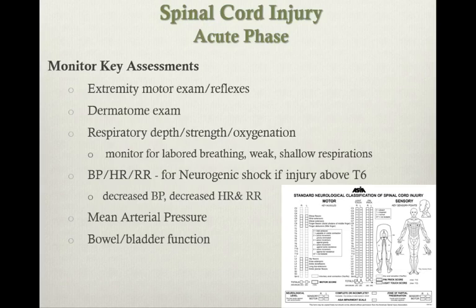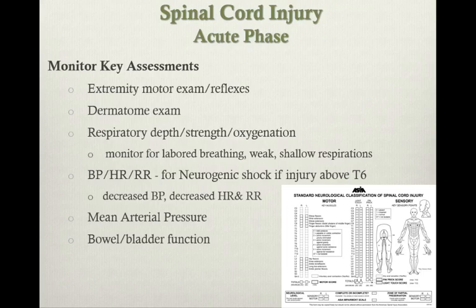In the spinal cord injury acute phase, the key assessments we're doing are the motor exam, the reflexes, and the dermatome exam. Again, our exam is important to know whether spinal shock is happening, and whether our injury is extending. You're in charge of keeping an eye on the level of injury. We're going to keep an eye on respiratory depth, strength, and oxygenation.